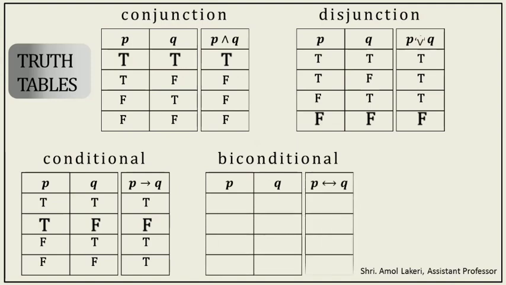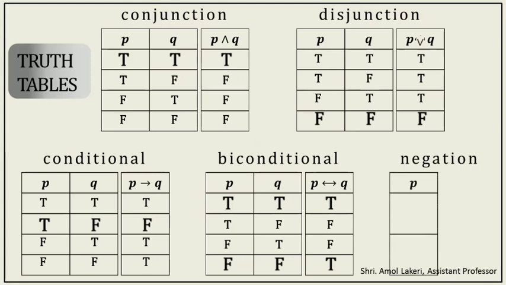Biconditional. For biconditional, p double implies q is true when both statements have the same truth value and false otherwise. And for negation, we have the opposite truth value of that of p.